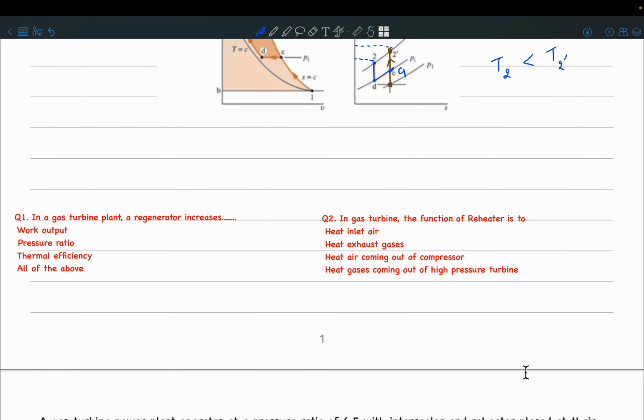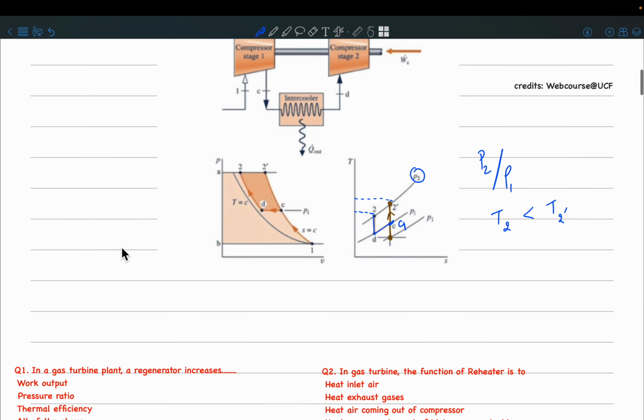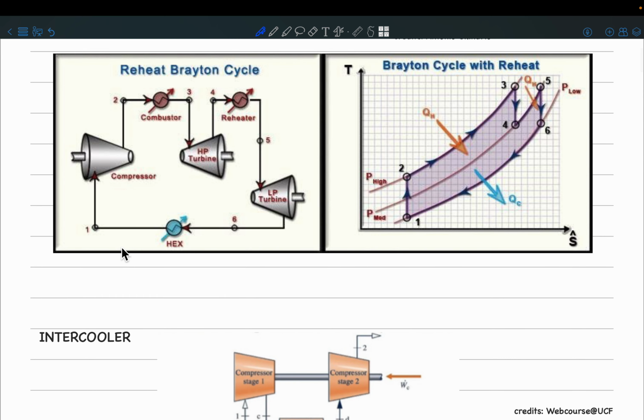so now here are two simple questions. Question 1 is, in a gas turbine plant, a regenerator increases which one of these? Work output, pressure ratio, thermal efficiency, or all of the above? So let's go back to the diagram of the regenerator. Now regenerator is not changing the work output, because if you would have not added the regenerator or reheater over here, basically you would have achieved the same amount of work which you are achieving right now because of the high pressure turbine and low pressure turbine.